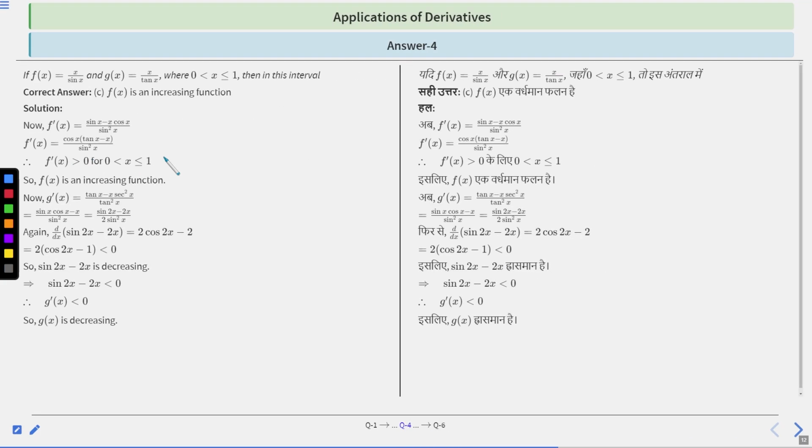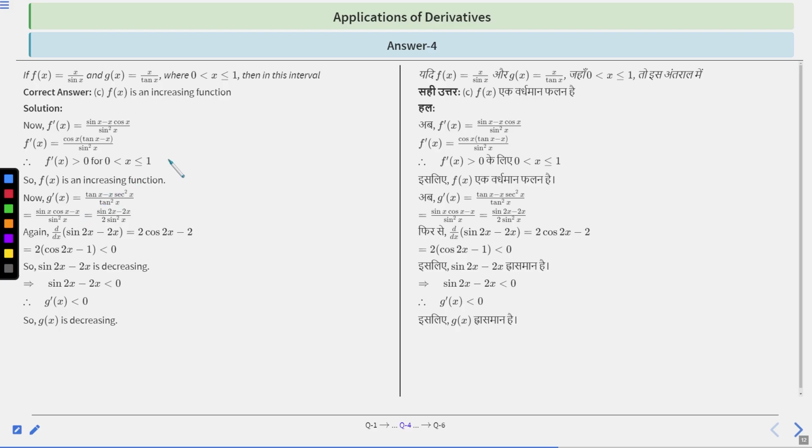Okay, let's move to the solution part. Since f(x) is x upon sin x, therefore f dash x is sin x minus x cos x upon sin square x. Therefore, f dash x equals cos x into tan x minus x upon sin square x. As x is between 0 to 1, f dash x will be greater than 0, right? Since the denominator is greater than 0, and as x is between 0 to 1, tan x will be greater than x. Clear? So this term is positive. Cos x will be greater than 0, right? So numerator is positive and denominator is positive itself, as we know. So f(x) is an increasing function, right?